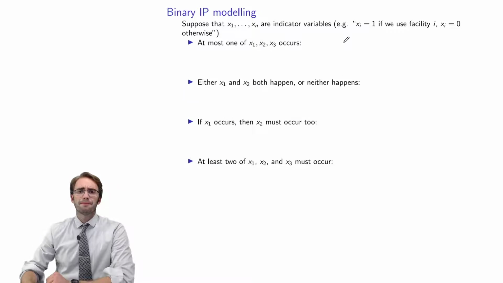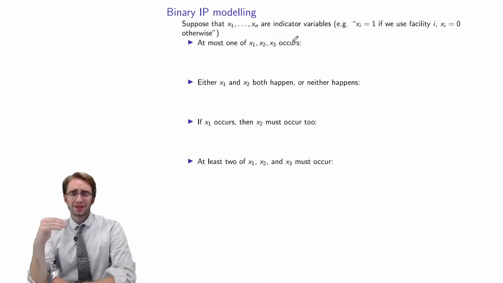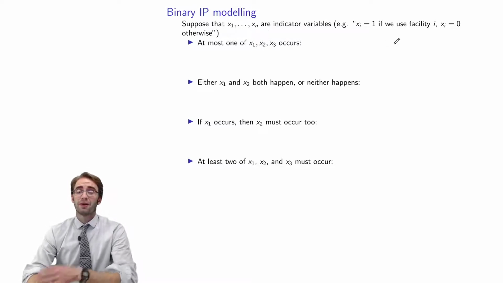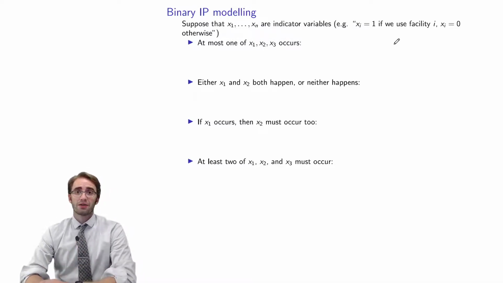So let's do some examples of this. And it's a good idea to pause at each one of these and try and work out the answer for yourself, but we'll just go through them. So let's say x1 through xn are indicator variables. So x1 is equal to 1 if you do a thing, and 0 otherwise. So how would you do a constraint that at most one of x1, x2, and x3 is allowed to occur?